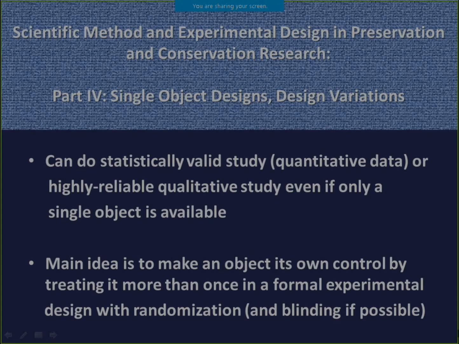The most important tool for being able to design a statistically valid study using only one object is to find a way of randomizing treatment and control areas within the object. So in essence, you're making an object its own control by treating it more than once using a formal experimental design. You set up a design whereby there are several times or places at which one might apply the treatment, and then random assignment of treatment to one of those times or places gives an experimental design that can be used for statistical analysis. It has probability, and especially if you can include blinding, then you have a really good study.